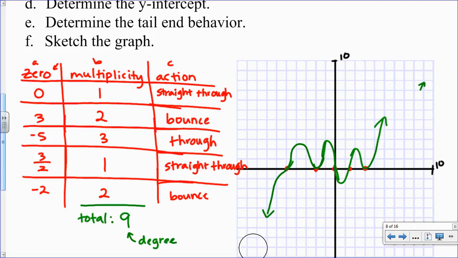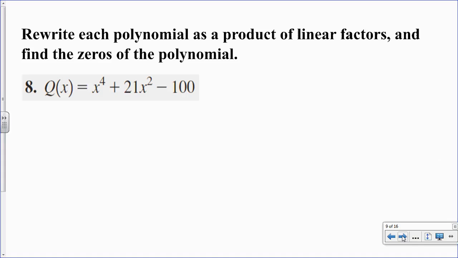Okay, so now I'll erase these. We haven't done the location of these local maximums or minimums. We've done them on the calculator, so it is possible to find those. But right now, that's not what we're looking at. We're looking at the zeros and the end behavior. Okay? Questions about that? Okay, so we're going to start finding zeros.